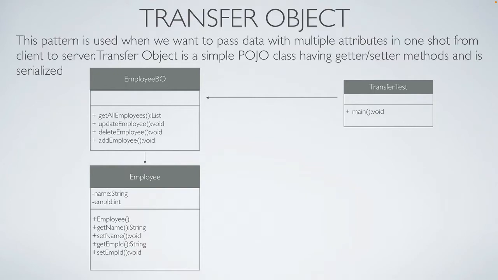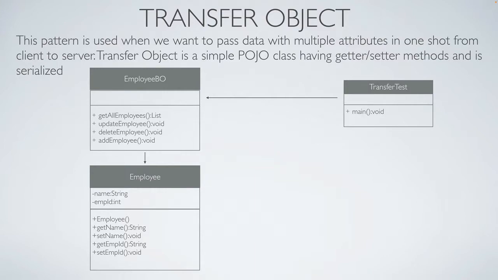Let's talk about the transfer object design pattern. This pattern is used when we want to pass data with multiple attributes in one shot from client to server. A transfer object is a simple POJO class that has getters and setter methods and is serialized so that it can be transferred over the network.